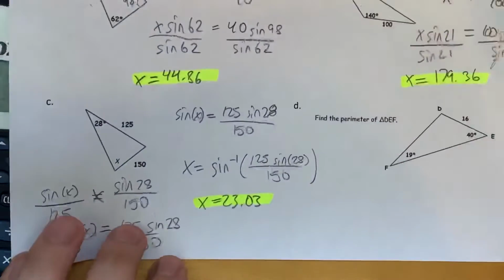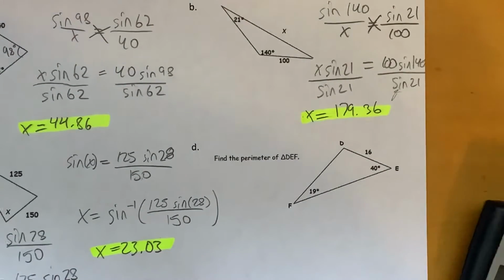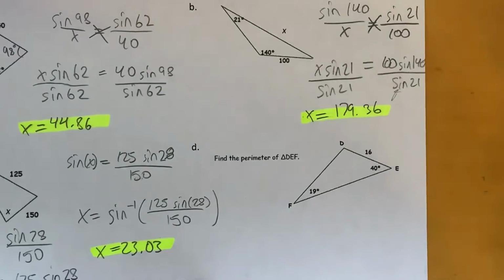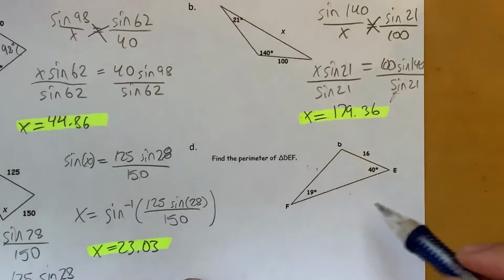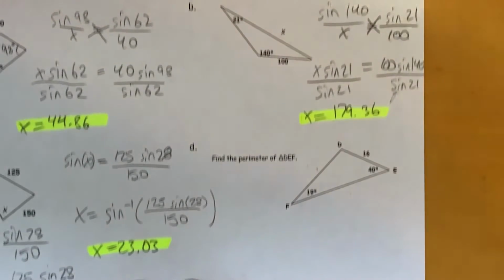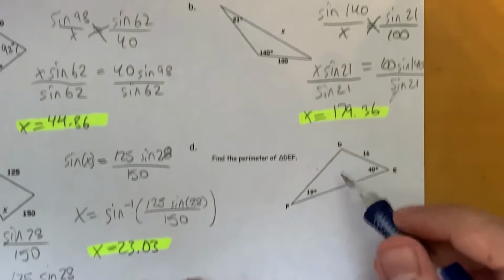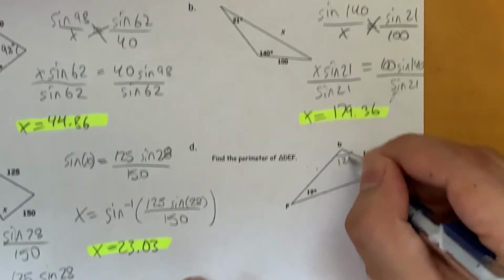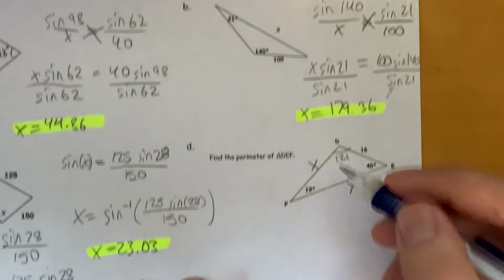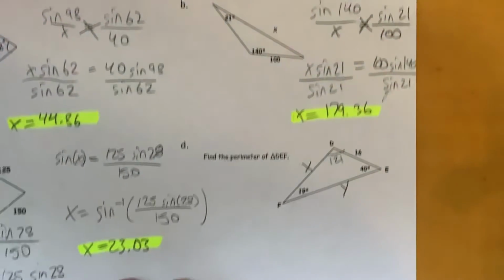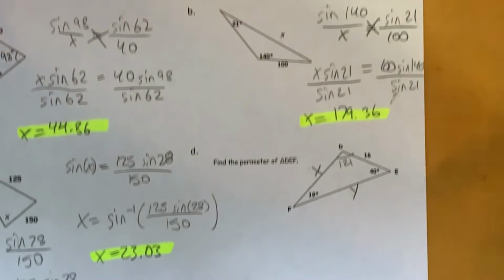All right, so example D is a little different. I don't have these two side lengths, and that's what I need to find. Do I need another angle to find that side length? Answer is yes. So I'm going to use the triangle sum theorem again, subtract 40 and 19 from 180, and I get 121. So I'm going to label this as x and y, and I got to solve for both x and y before I can find the perimeter of triangle DEF.